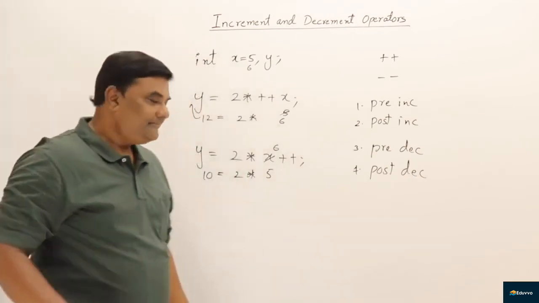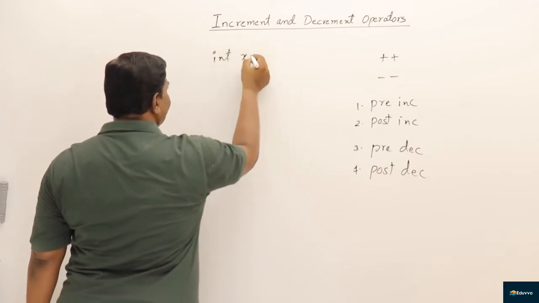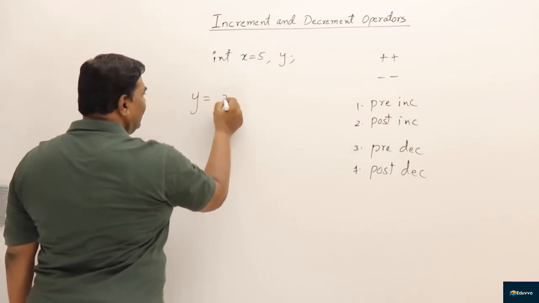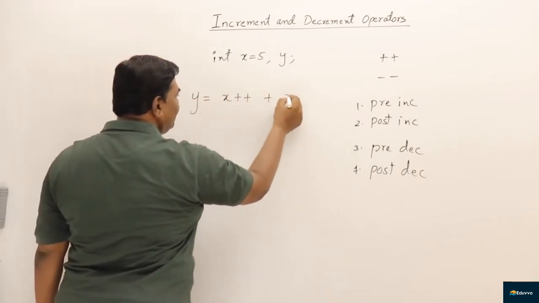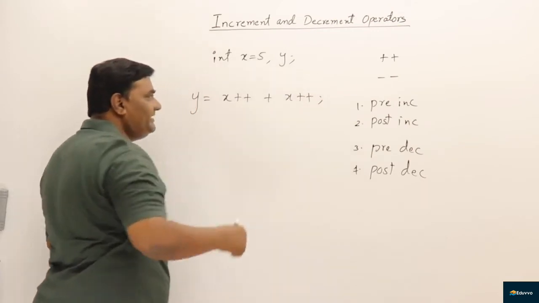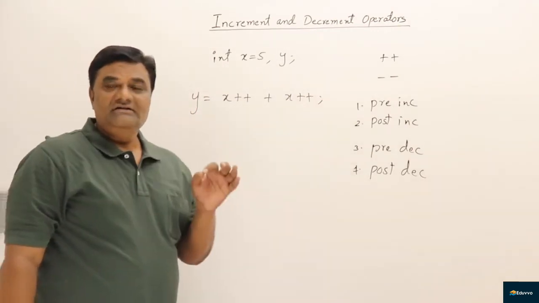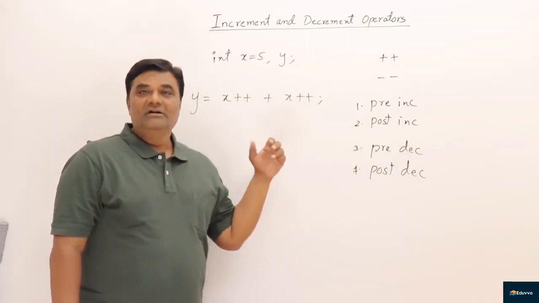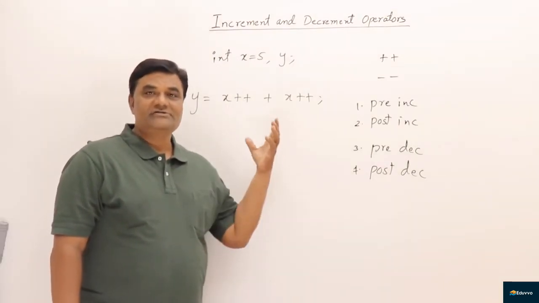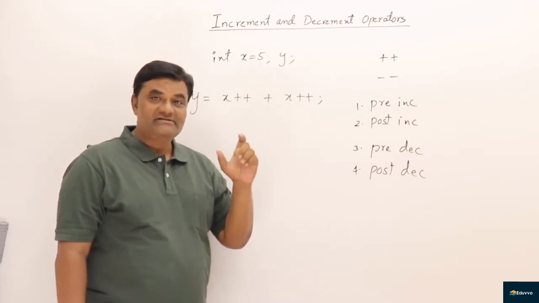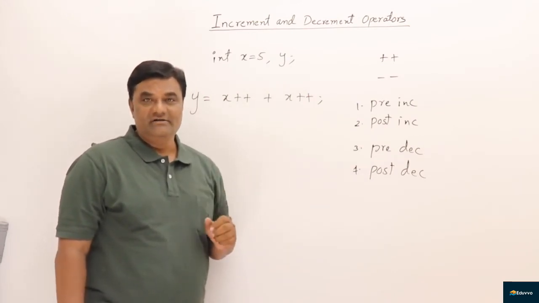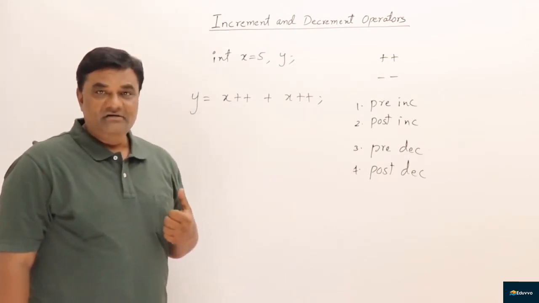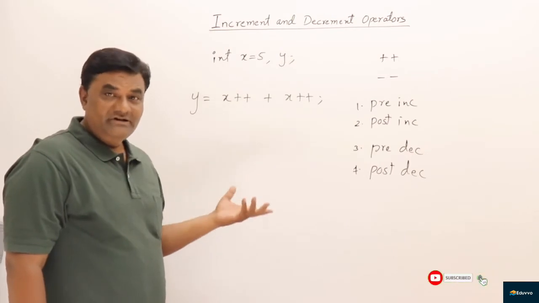Let us learn one more thing. If I have x value as 5 and y = x++ + x++. What does it mean? First of all, this type of expression should be avoided. Multiple increment or decrement operations on a single variable in the same expression should be avoided. It's not recommended because the results are not predictable. Let me show you what could be the result.